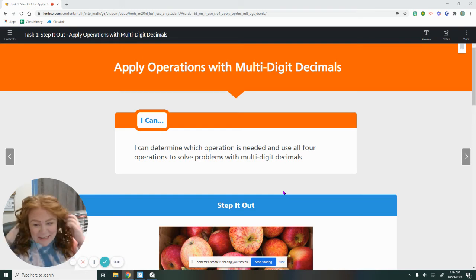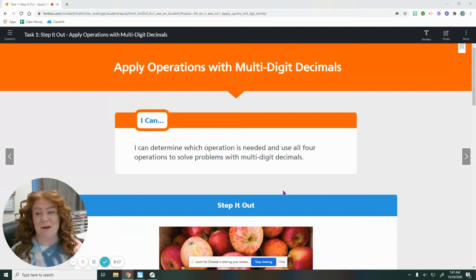Please excuse my hair. It is crazy hair day here at school today. So you might see my hair getting bigger and bigger as the video goes on. We'll see what I look like by the end of this. So stay tuned for that.